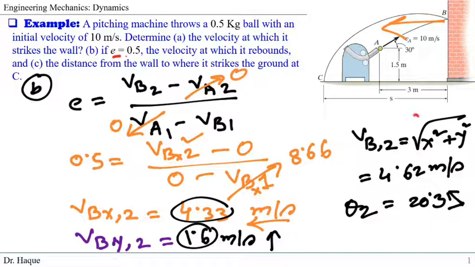Just again using the Pythagorean law, if you plug in 4.33 and 1.6, you should get the result 4.62 meters per second. And then you also have to find the angle, because it has x and y components, so it will be at this angle. What is the angle it is making with the horizontal? This angle. Again, if you do the tan inverse of the y component over the x component, you should get 20.3. That is theta 2, the rebound angle. Check your answer after we finish.